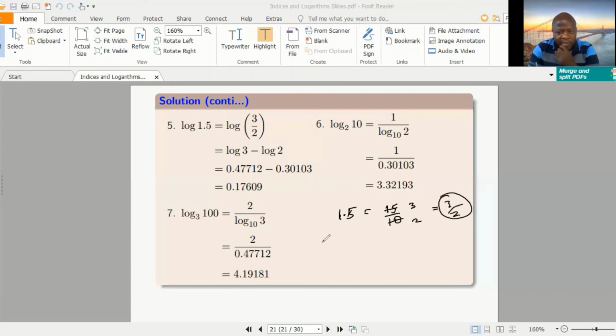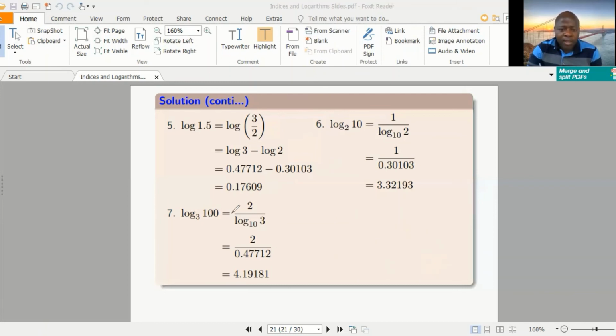So that means that instead of writing log of 1.5, one can write log of 3 out of 2, which by law of logarithm is the same as the log of 3 minus log of 2. And the log of 3 is known, log of 2 is known. So you only need to subtract to get the log of 1.5. We've not used a calculator. We've used the information given to us.